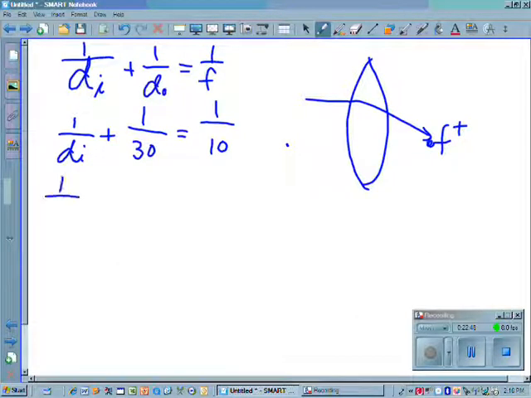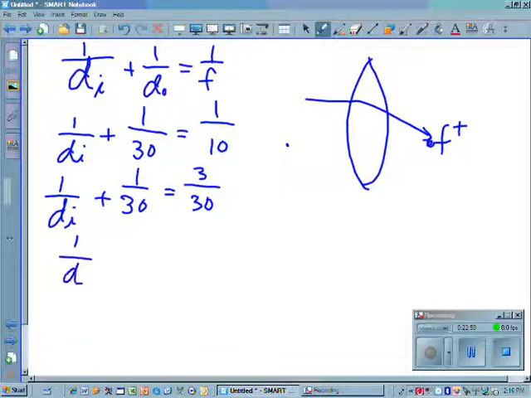So what I'm going to do is find my common denominator. So I'm going to use 30 as my common denominator. That gives me 1 over di equals 2 over 30. So your image distance is going to be a positive 15.